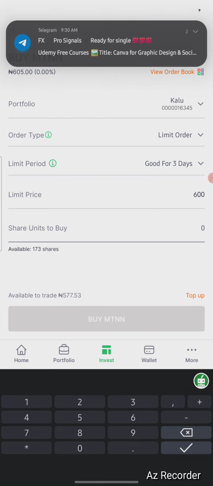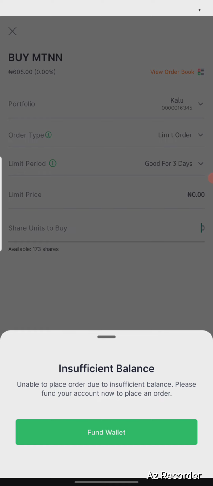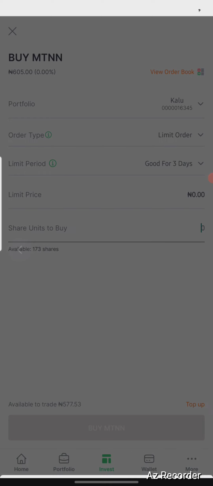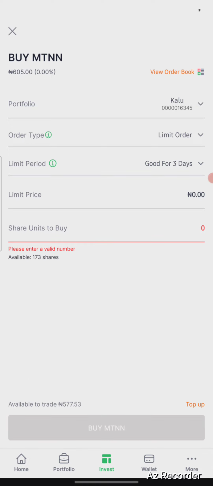So you enter the number of units you want to buy. Let's say I want to buy 50 units. Insufficient fund, I don't have funds here, so I need to fund my wallet. So when you enter the limit price and the number of share units you want to buy, that's all. You click on buy, and automatically your order will execute immediately. You don't need to wait.